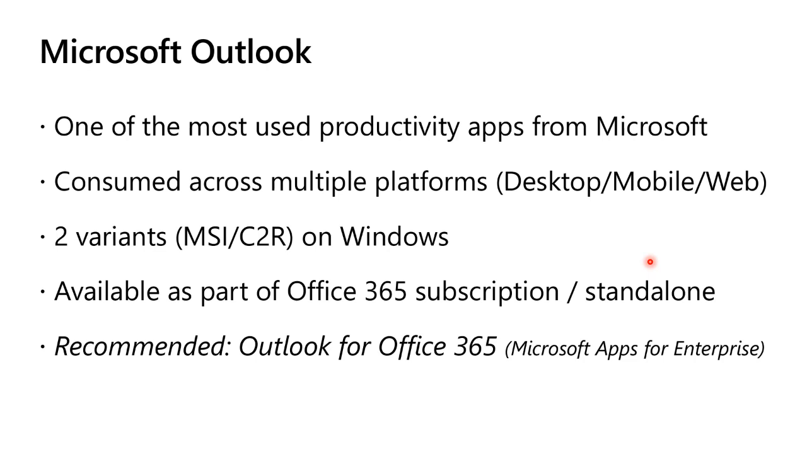One of the main ways to distinguish between MSI and C2R would be to open any of the Office applications and go to File, Office Account. And if there is an option called Update, then it's a Click to Run product. If there's no option called Update on the UI, it's an MSI product. So the recommended version would be Microsoft 365 Apps for Enterprise for Outlook.